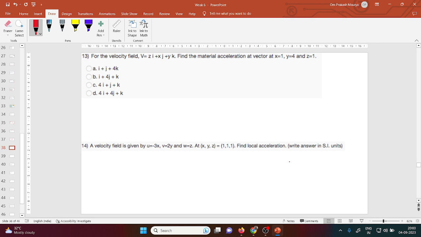And similarly for question number 13, the material acceleration, you know already the material acceleration.